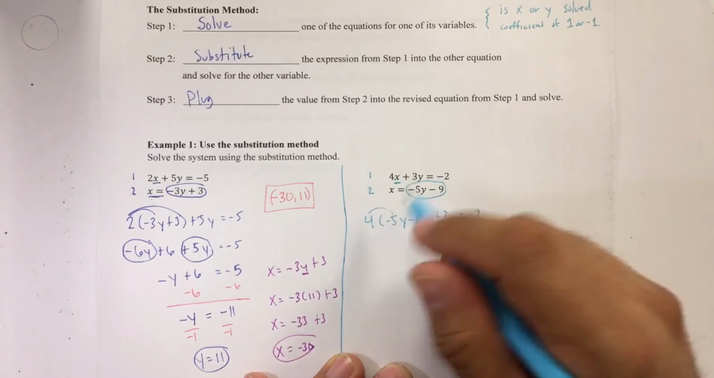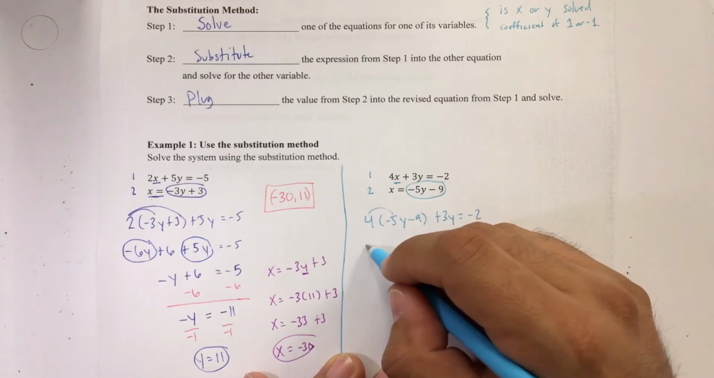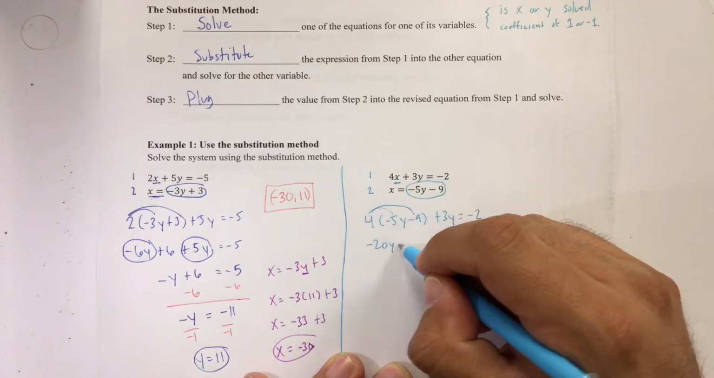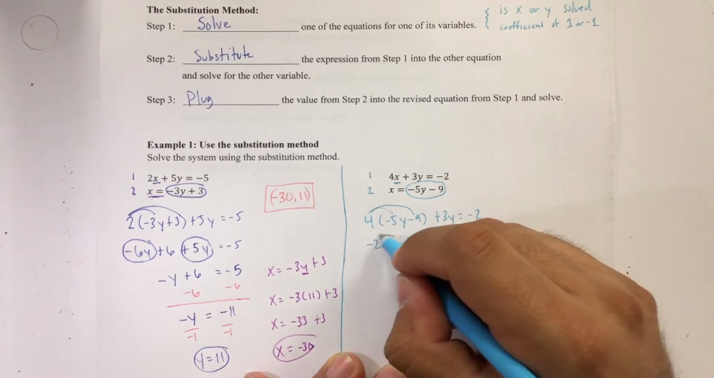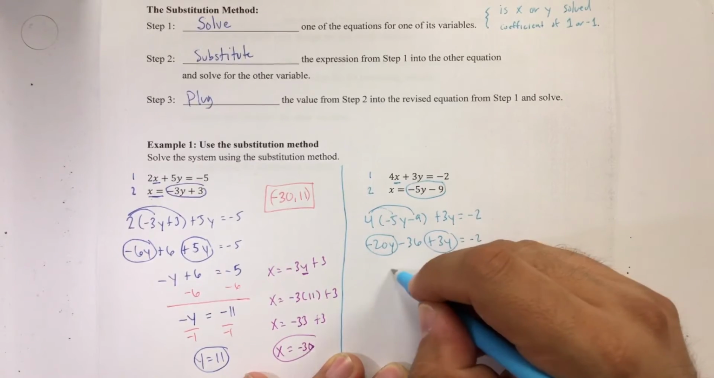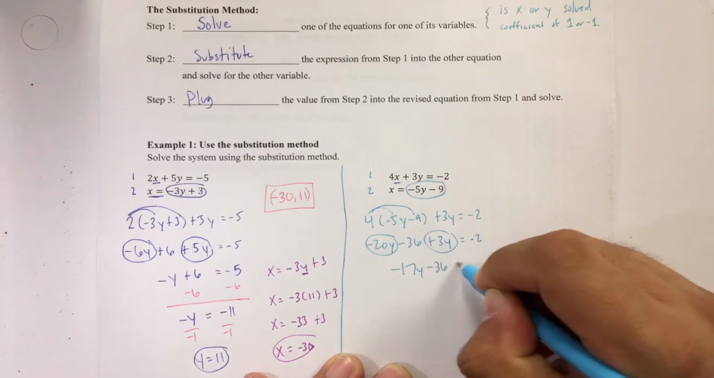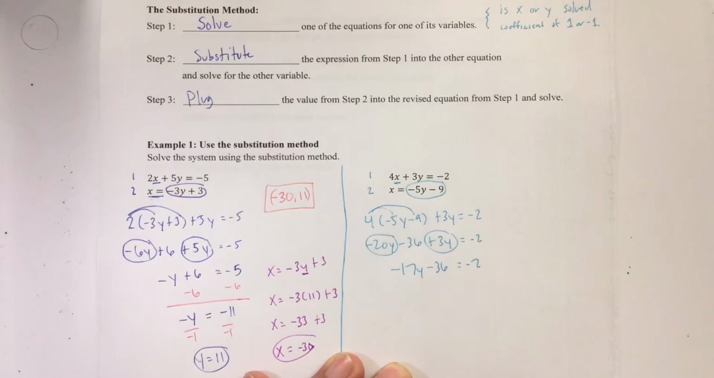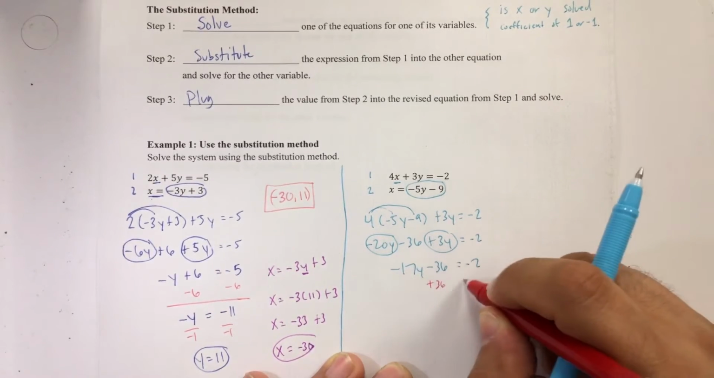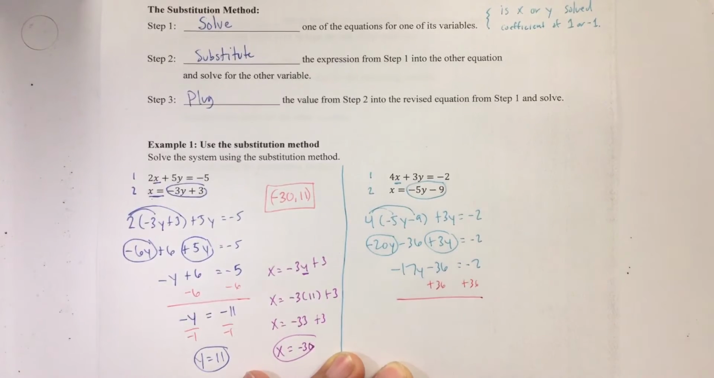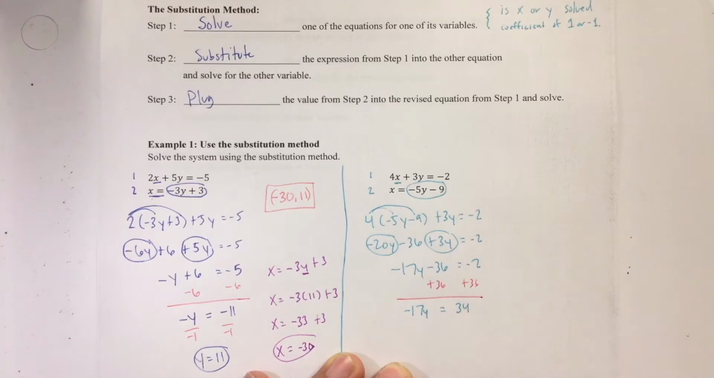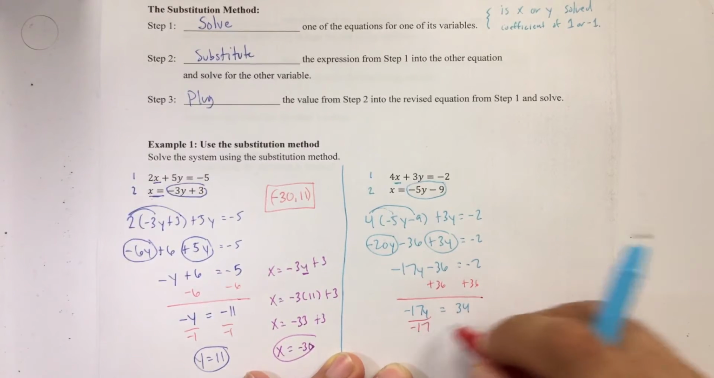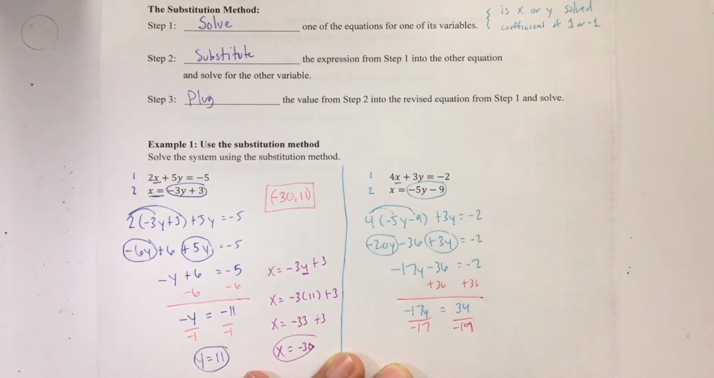Then we can distribute. 4 times negative 5y is negative 20y. 4 times negative 9 is negative 36. Plus 3y is equal to negative 2. I see negative 20y plus 3y is negative 17y. Minus 36 is equal to negative 2. We can next add 36 to the other side. So we get negative 17y is equal to 34. Divide both sides by negative 17. And we get that y is equal to negative 2.